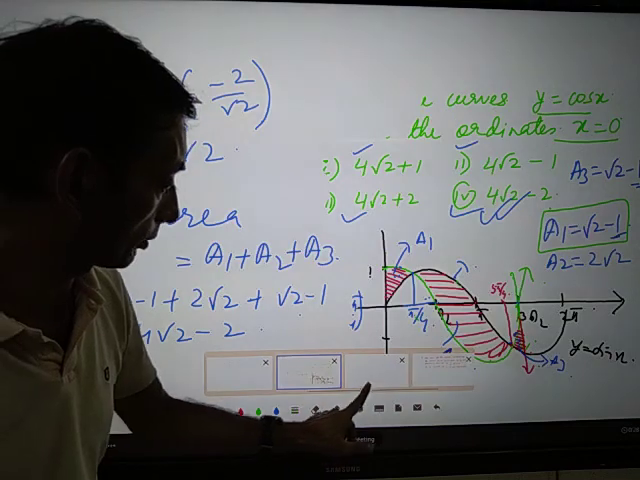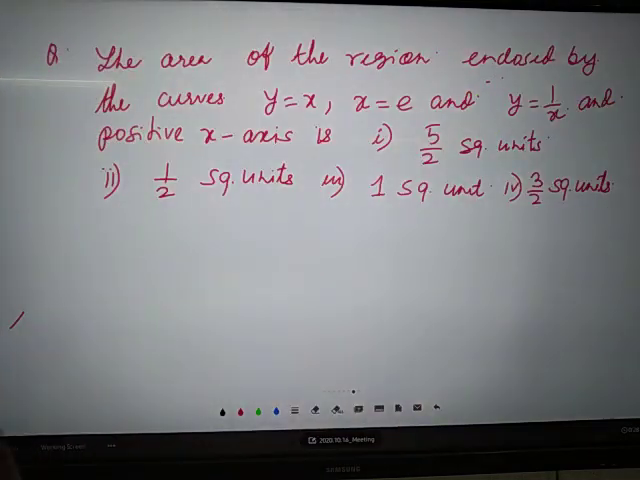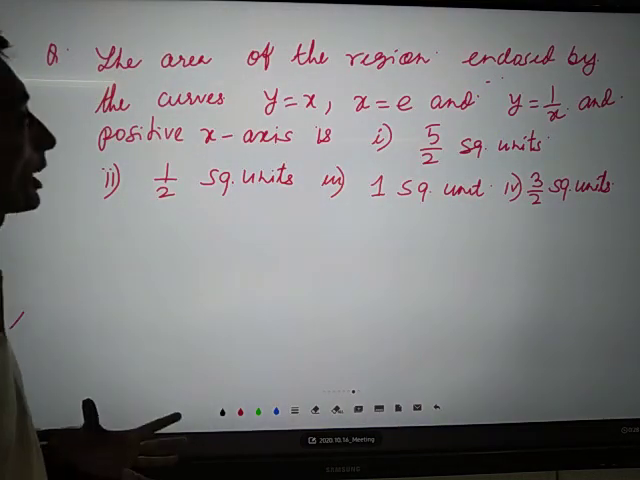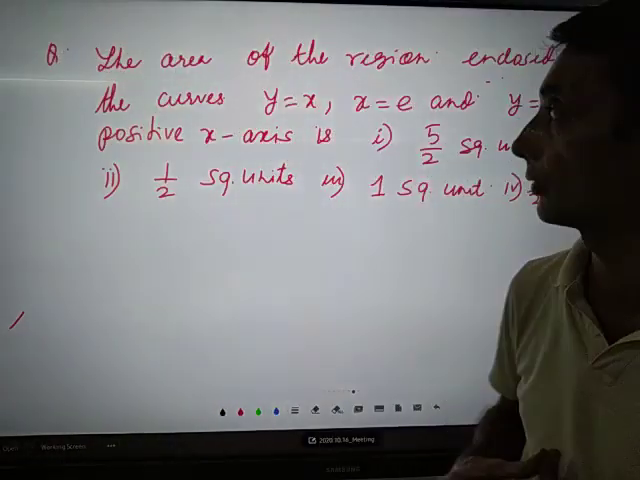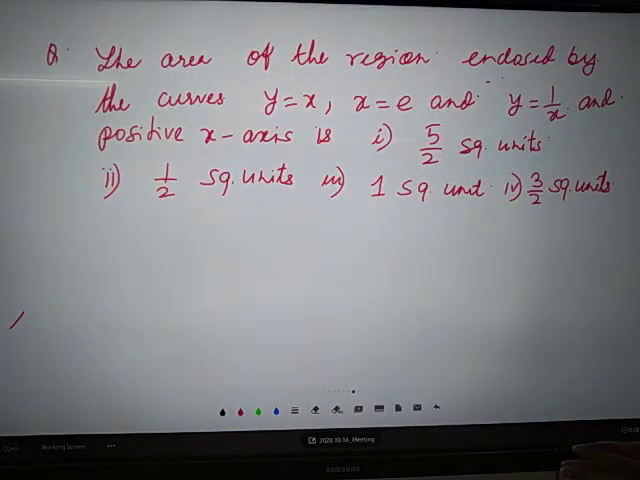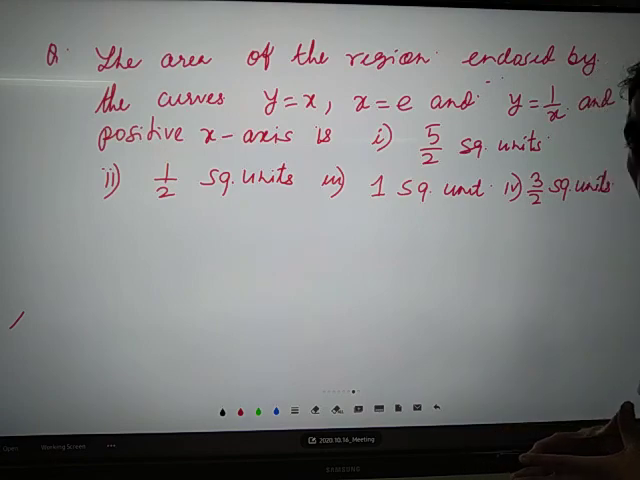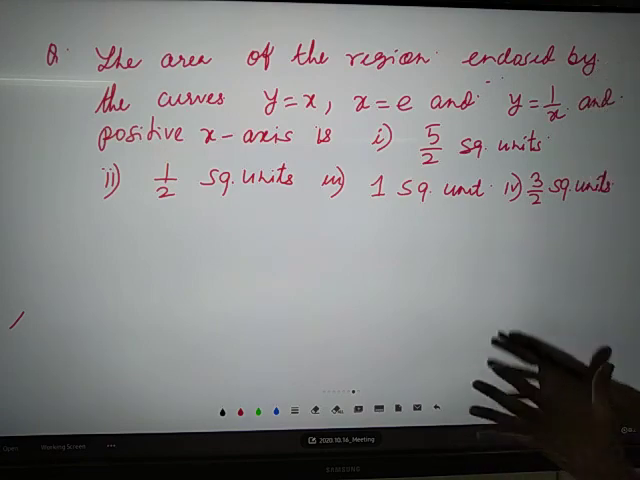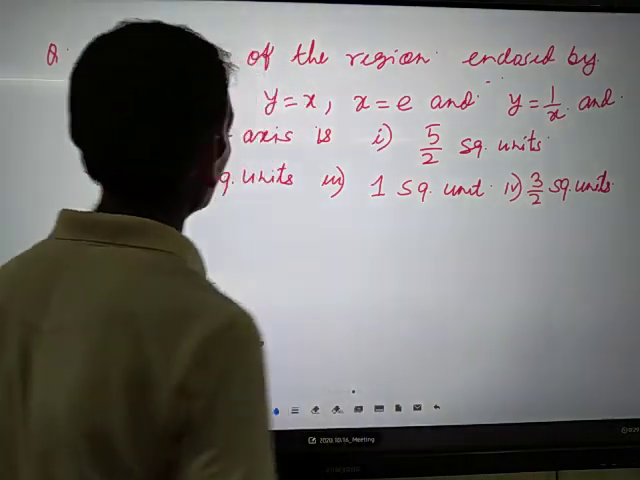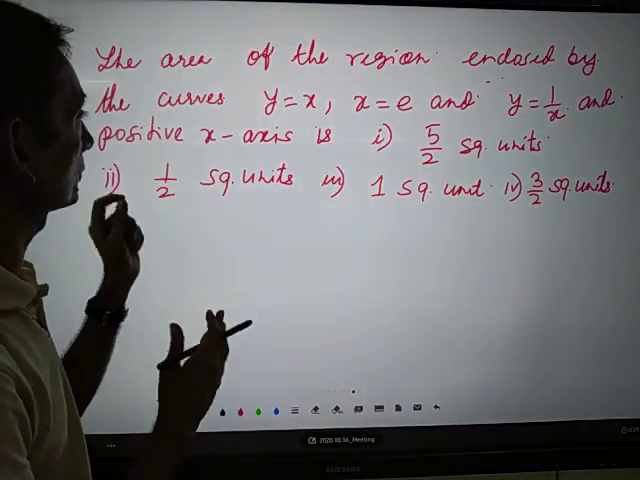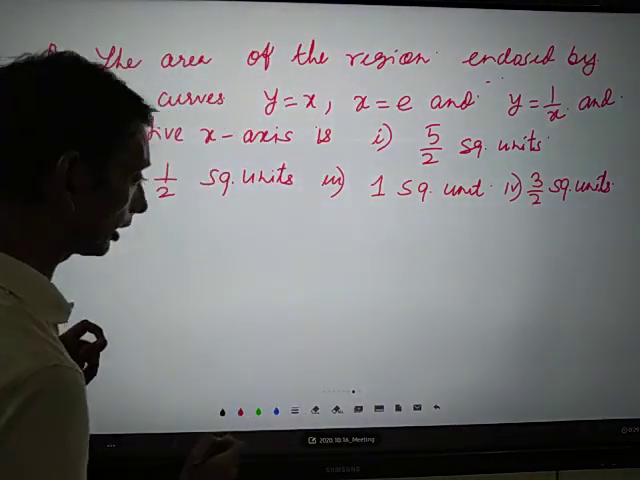So we'll take one more important question. Find the area of the region enclosed by the curve y is equal to x, x is equal to e, and y is equal to 1 by x, and the positive x-axis. So this is also from JEE Mains. The area of the region enclosed by the curve y is equal to x. So quickly we'll draw the graph.